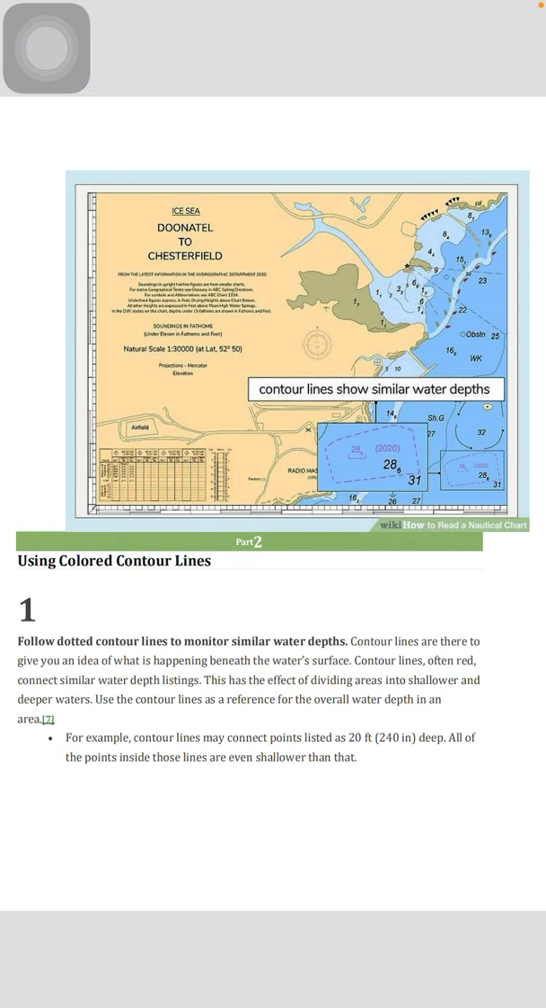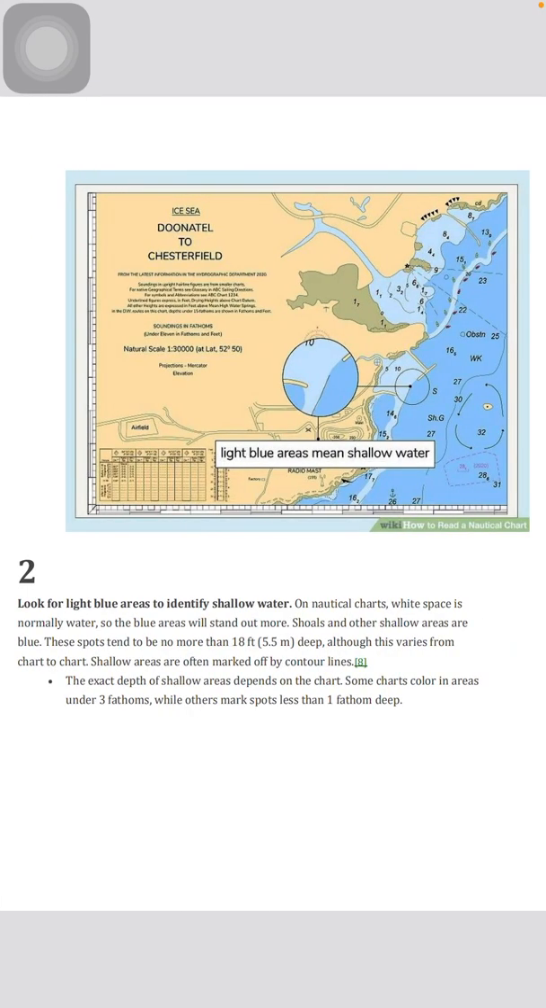For example, contour lines may connect points listed as 20 feet to 40 in depth. All of the points inside those lines are even shallower than that. 2. Look for light blue areas to identify shallow water. On a nautical chart, white space is normally water, so the blue areas will stand out more. Shoals and other shallow areas are blue. These spots tend to be no more than 18 feet or 5.5 meters in depth.